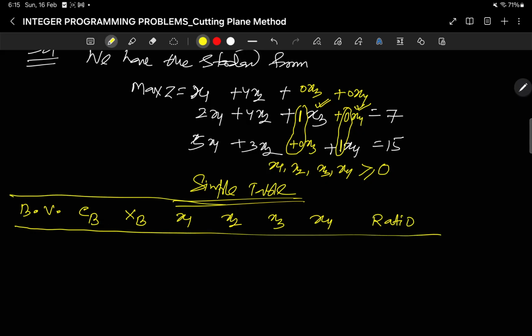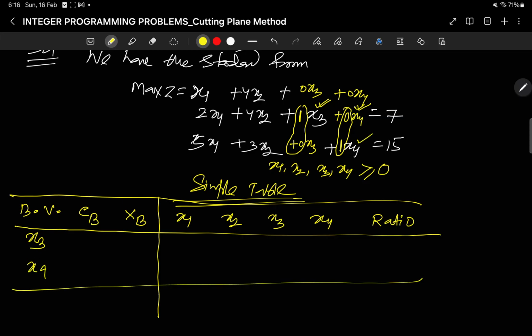So now we arrange as usual, it is given. You see the x1 column here. So what are the basic variables? As I have told you, in the first row the basic variable is x3. In the second row the basic variable is x4 here. So now what is the objective coefficient here?